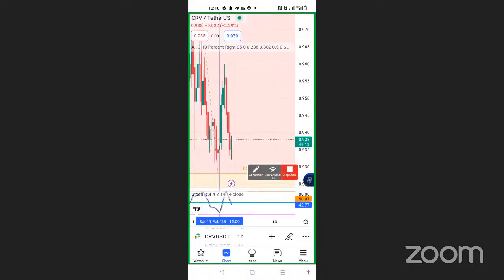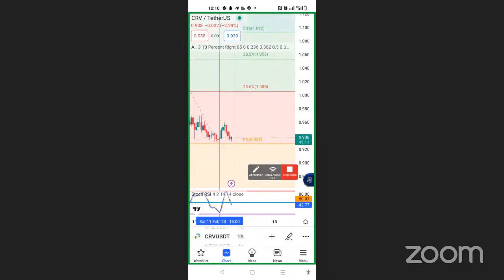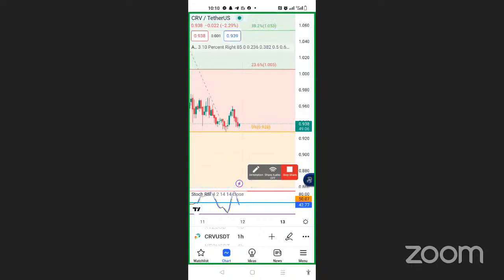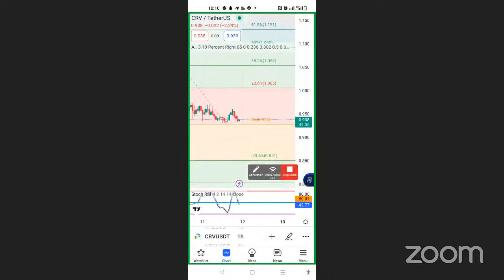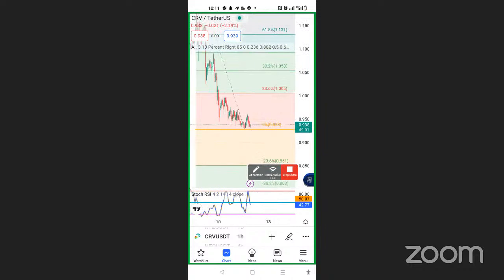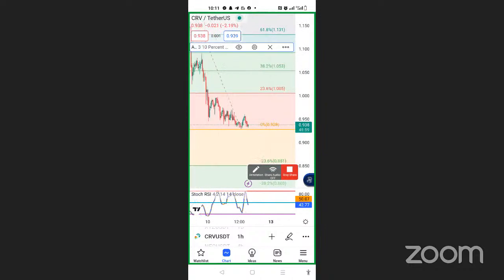Okay, this is in the 1 hour time frame. It's on a 0 line. It means the previous trend was a downward trend. This is also a downward trend. Maybe look at it now in the 4 hour time frame.